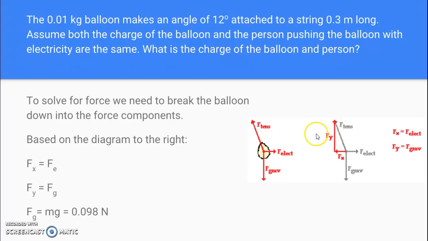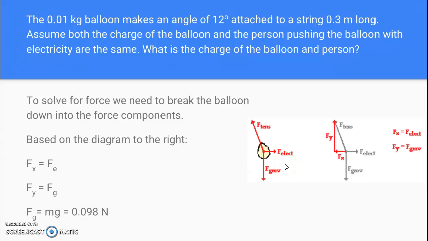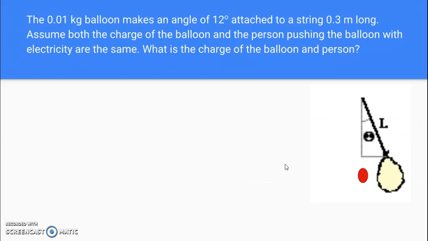In this case, this is going to be our y component of the force. So to find Fg, we know that Fg equals mass times the gravitational acceleration constant, which is 9.8 meters per second squared. So in this case, with a 0.01 kilogram balloon, that times 9.8 gives us a gravitational force of 0.098 newtons. With that force, we can calculate the force electric.